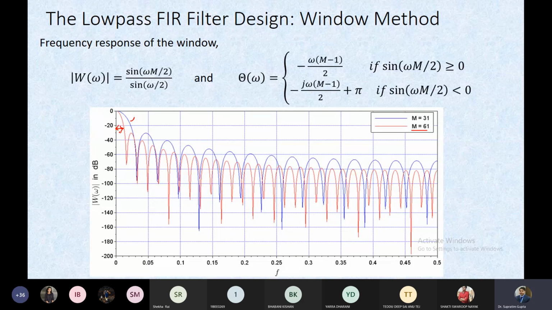But at the same time, if we increase this M, as you have seen, M times T, the delay will also increase, and this will reduce the band of interest. So we need to have an optimum choice of that.